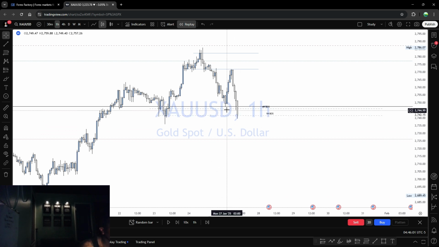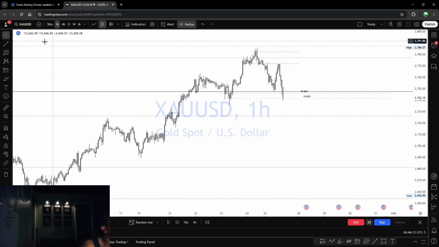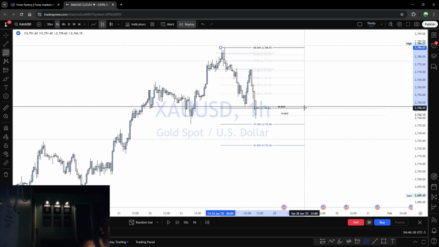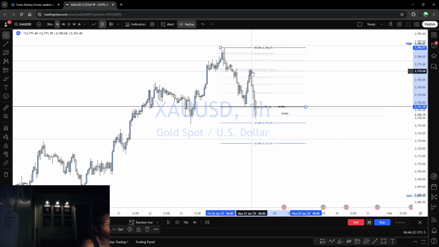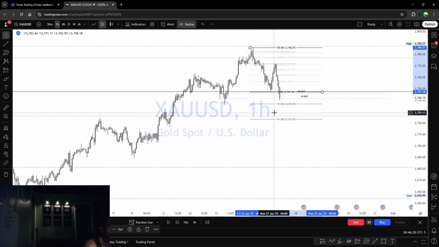Okay, we got a break of this 4 hour, currently at this 1 hour. There it is. So price could be looking to sell. 61.8 percent, 60.